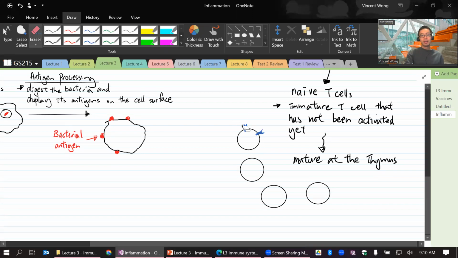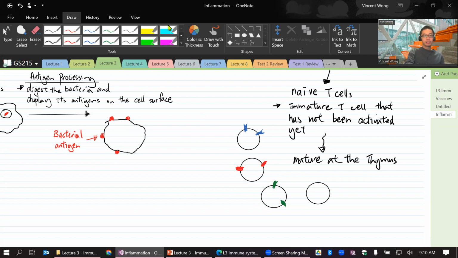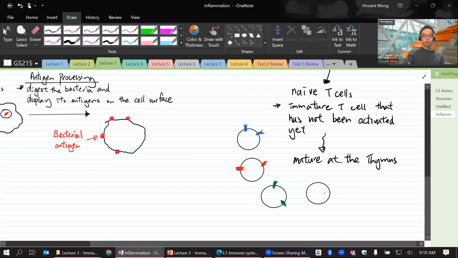Okay, so this one is going to have a blue receptor, right? This one might have a green receptor on it, and this one might have a red receptor. And then you will have another one like a purple receptor or something. Okay, so I'm just going to put a note here. Each naive T cell.